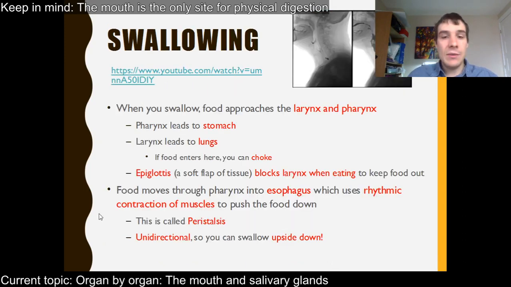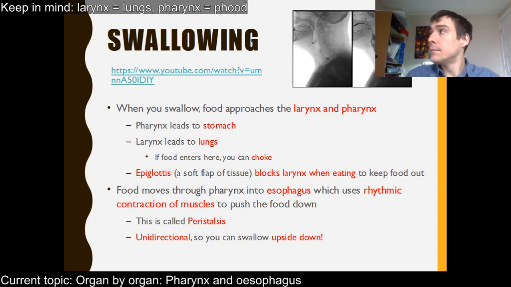We're going to move into swallowing, which involves our next two organs. Some people don't consider them an organ, but I will. So I'm going to pause and update that. Okay, we're back. The next step is to swallow, and that is done by the pharynx and the esophagus. The pharynx is the higher part, and the esophagus is the lower part.